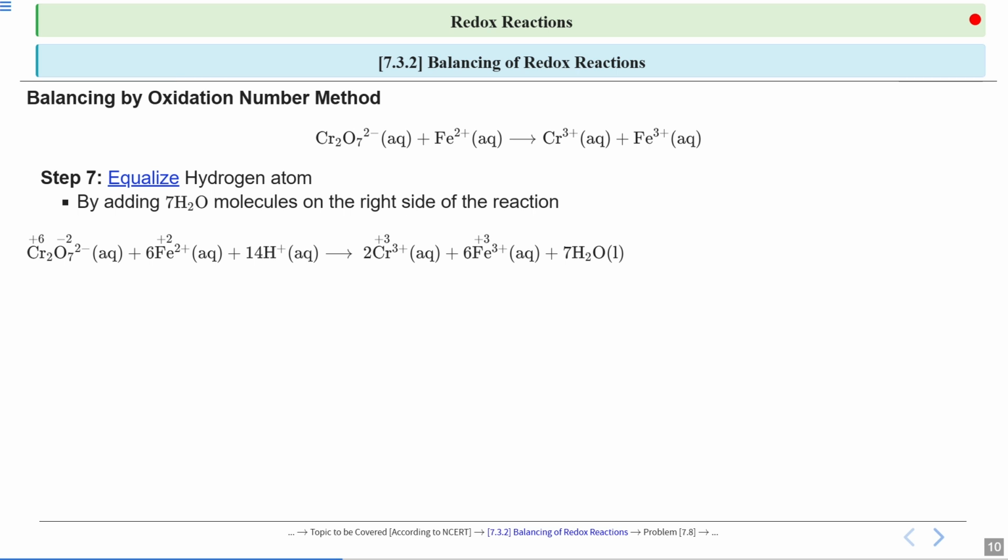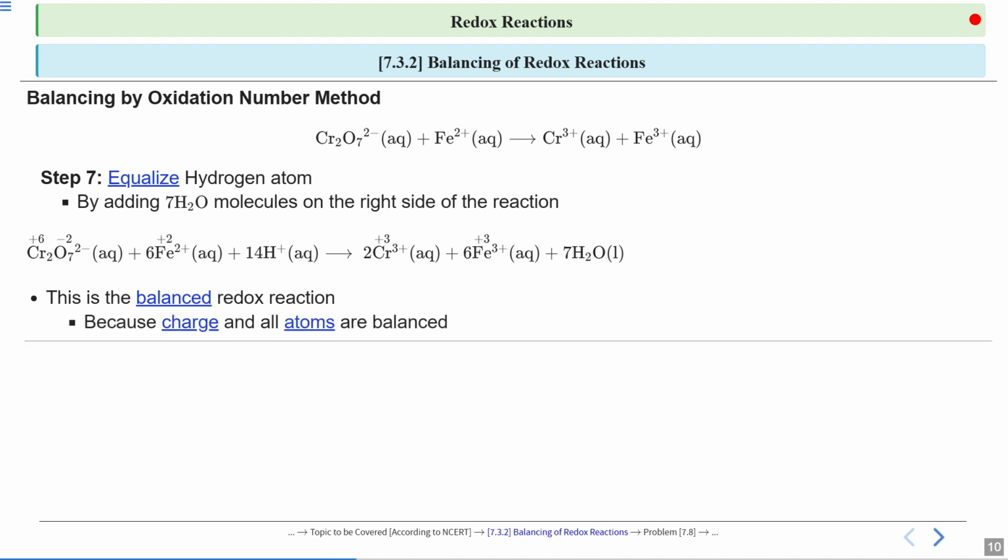So now if you verify each and every atom and count the atoms participating in the reactant and the product, you will find that the number of chromium is 2, the number of oxygen is 7, while the number of iron atoms is 6 in both the reactant and product. One more thing, the number of hydrogen atoms participating in the reaction is 14 on both the right hand side and left hand side of the reaction. As now each and every atom is equal in the reactant and product, we can consider this equation as the balanced redox reaction.